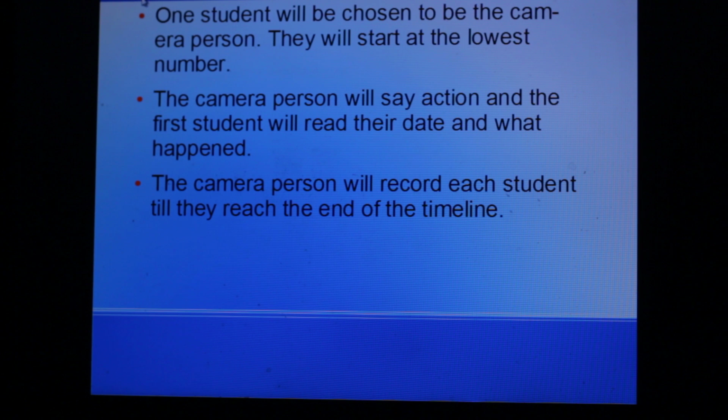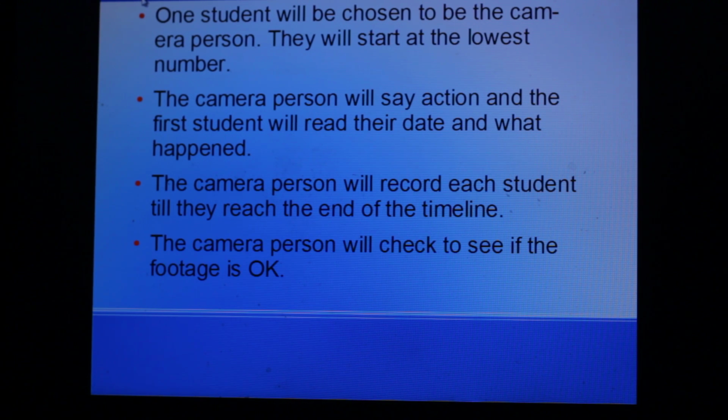The camera person will record each student until they reach the end of the timeline. Okay? At the end, the camera person will check to see if the footage is okay, everything went all right, they didn't make a mistake, and then they'll stop. That's the camera person. Okay?